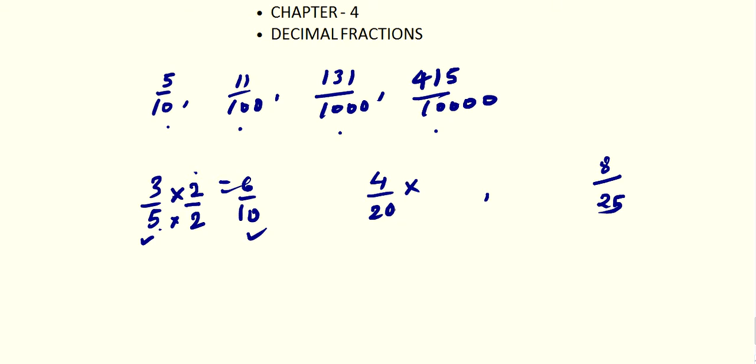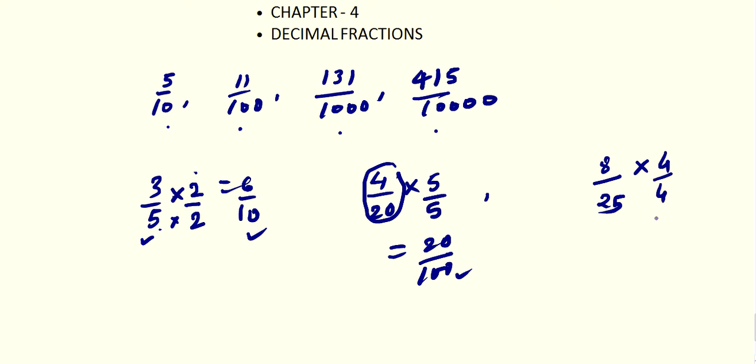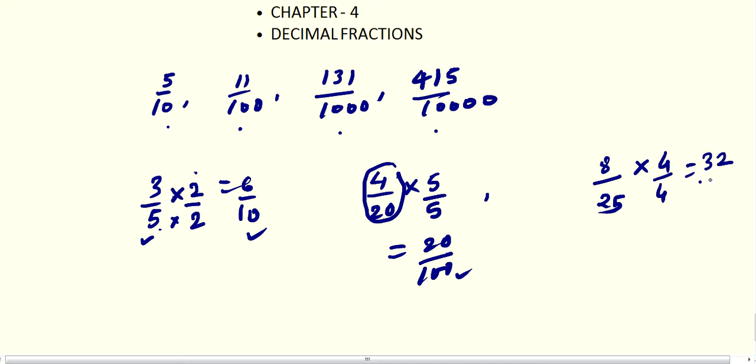Now in this case, 20 is given here. If I multiply 20 by 5, 4 fives are 20 and 20 fives are 100. So again we got 100, a multiple of 10. So 4 by 20 is also a decimal fraction. Now 8 by 25. Simply I will not get 10 here, because 25 is greater than 10. If I multiply by 4, I will get 8 fours are 32, and 25 into 4 is 100. So again 8 by 25 is a decimal fraction.